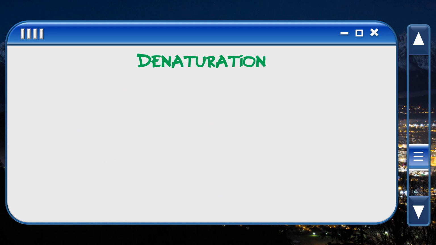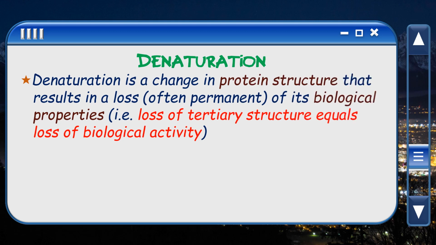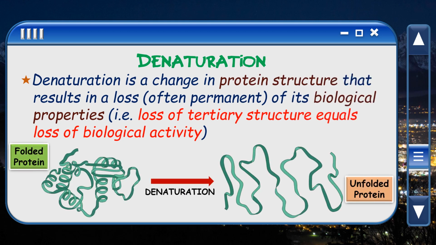Now we look at denaturation. Denaturation is a change in the protein structure that results in a loss of its biological properties, and it can be permanent. So we are saying that denaturation is a change in the protein structure that results in a loss of its biological property. For example, the loss of a tertiary structure equals loss of biological activity.